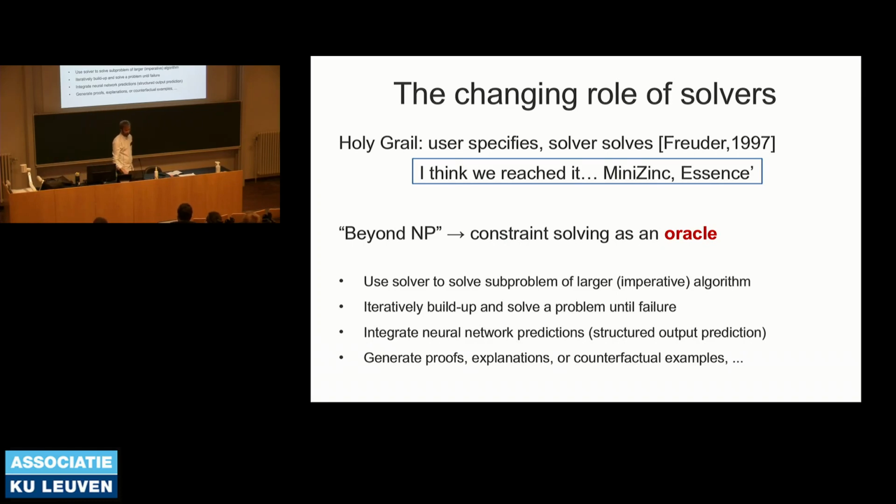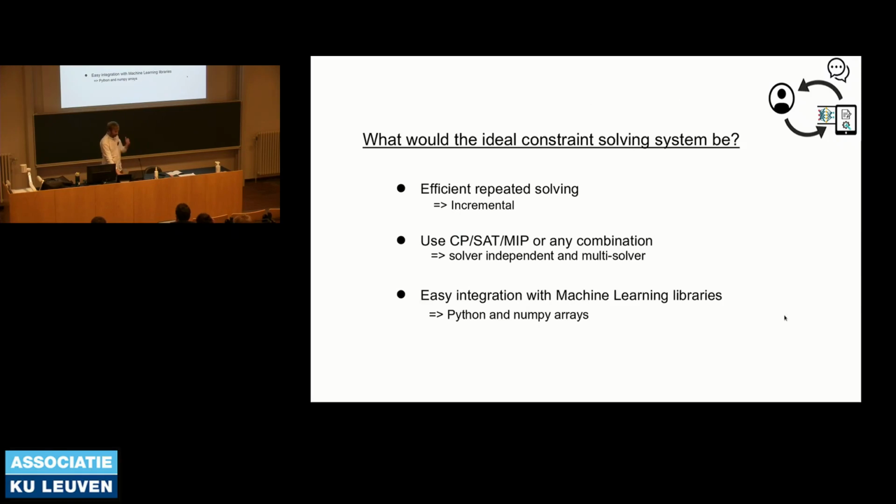Okay, so in the CP community, there's this quote from Eugene Freuder, one of the early founders of the field, who says that the holy grail is that the user specifies the problem and the solver solves it. And so this was 1997. I think this was true in 1997, but I think today, in 2023, we already reached that point. And so these languages, MiniZinc and SMT-Prime, I think they allow you to do this, but the real needs are now in supporting this more interactive solving. And of course, we've built CPMpy exactly for that.